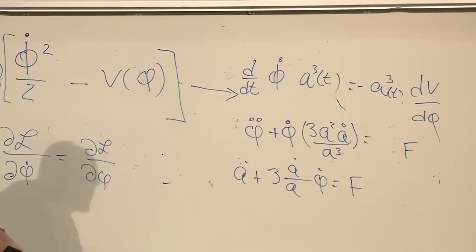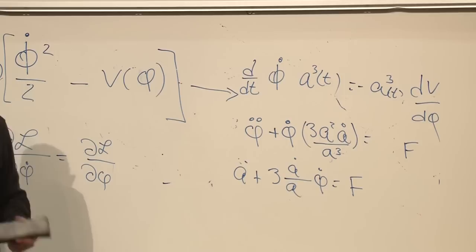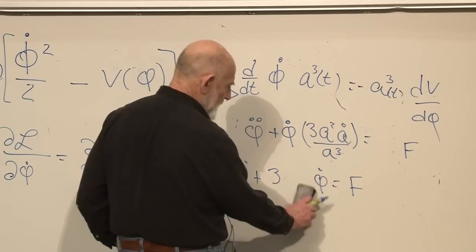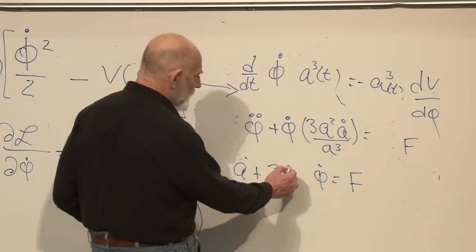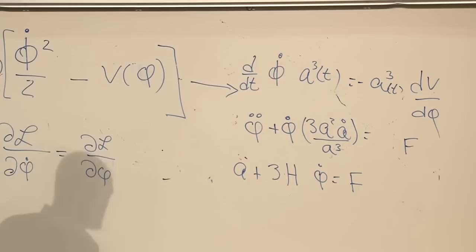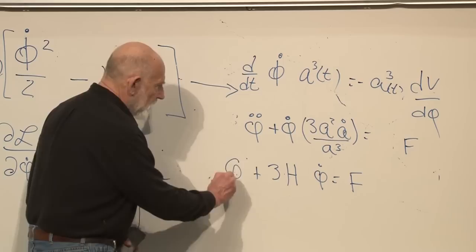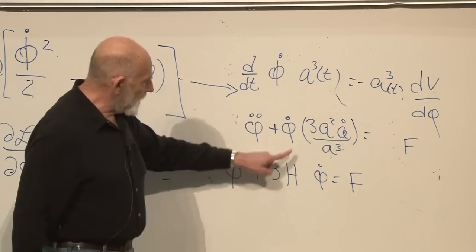What is a dot over a called in cosmology? The Hubble constant, which is not generally a constant, but it's H. It's, of course, the same everywhere in space, but not necessarily in time. It may be the same in time, but it may not be. So we'll come back to what it is in time, but keep in mind, it could be time dependent. Phi double dot plus 3H times phi dot equals F.